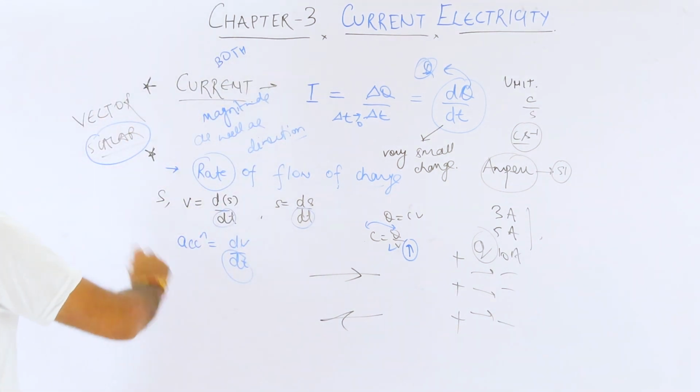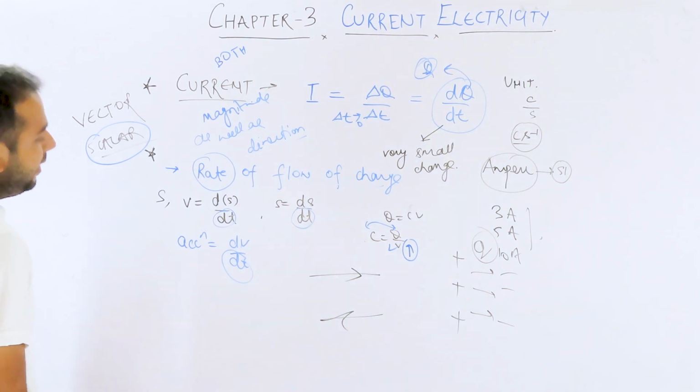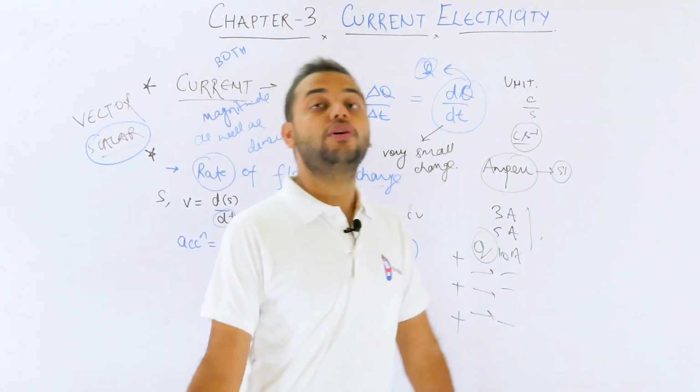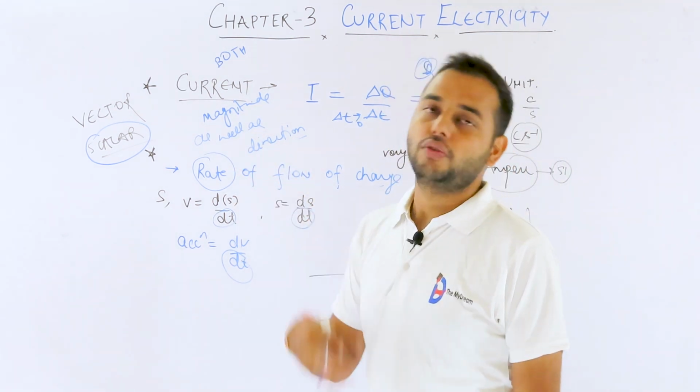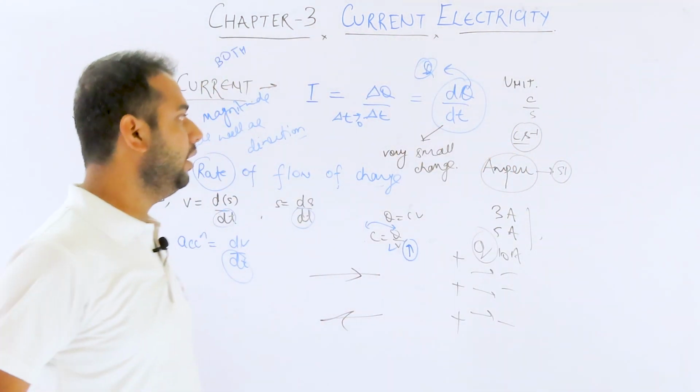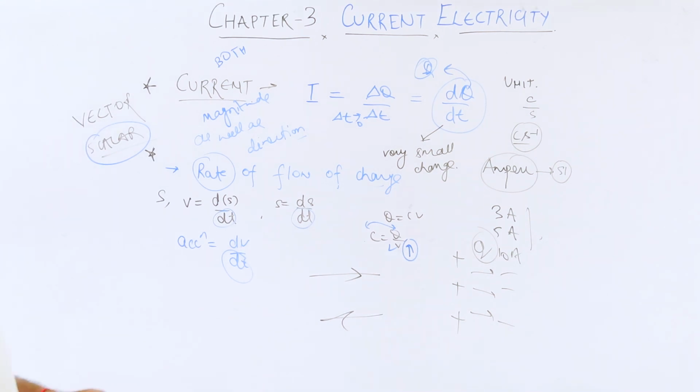I will first explain why it is a scalar quantity, and then I will explain why it is not a vector quantity. Although it satisfies most of the conditions to be a vector, it is not a vector quantity. But before that, let me explain why it is a scalar quantity.